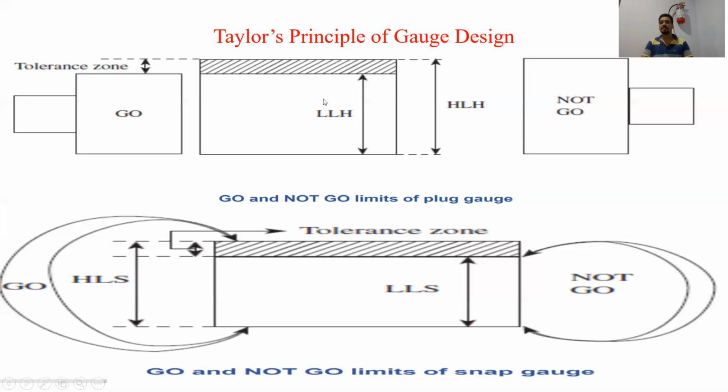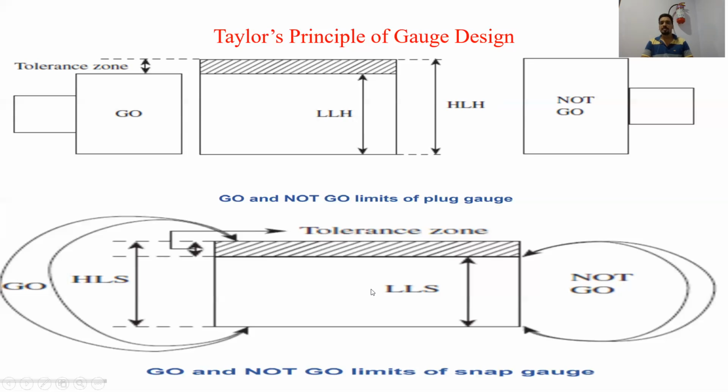And the third part is the rejection part, when the hole gets rejected. Whenever the hole is designed above the upper limit of the hole, the no go part will enter into the hole, and the go part also enters into the hole. So when both parts enter into the hole, our hole is completely rejected. So this is how the Taylor principle helps in the gauge design.